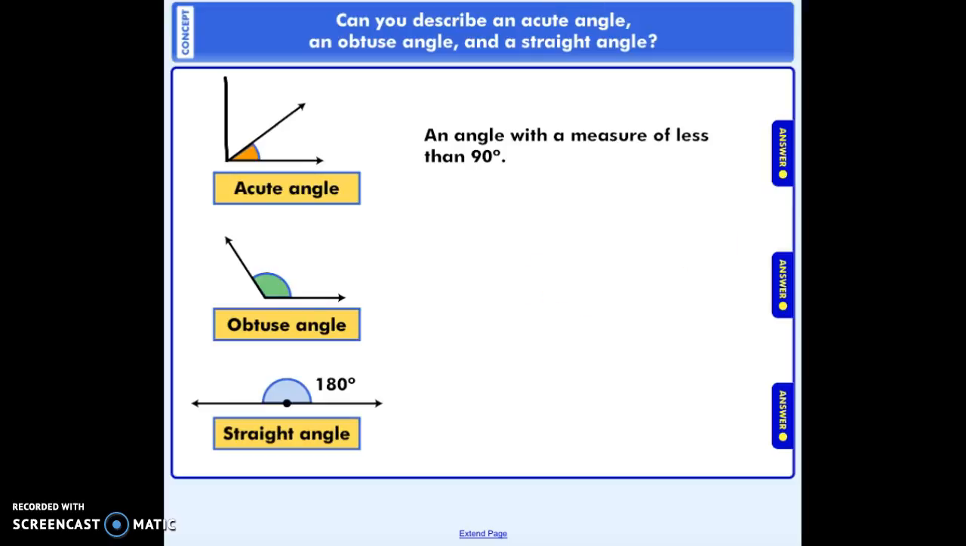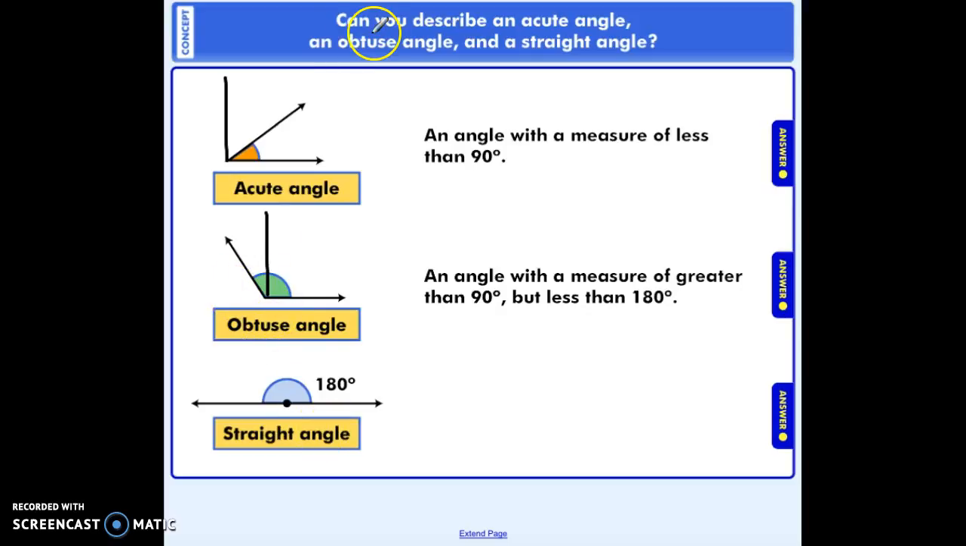An obtuse angle is just the opposite. An obtuse angle is an angle with a measure of greater than 90 degrees, but less than 180 degrees. So again, if I was going to draw that 90-degree angle in here, you would see that an obtuse angle is greater than that 90-degree angle, but it's less than 180 degrees. And you'll see below, this is considered a straight angle because it's 180 degrees. Straight angles are always 180 degrees. Nothing greater, nothing less than 180.